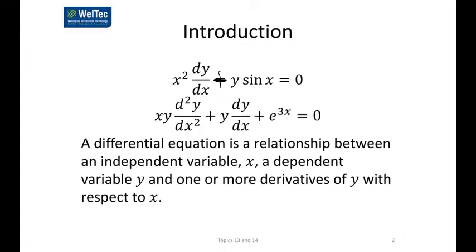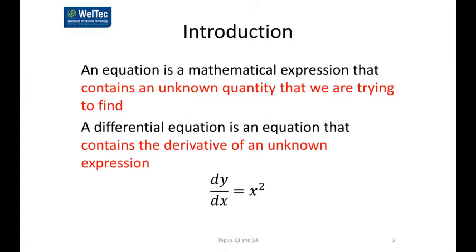So there are relationships there between x, which is the independent variable, y, which is the dependent variable, and one or more derivatives of y with respect to x. You already know what an equation is. An equation contains an unknown quantity, and if you're solving an equation, you're looking to find that unknown quantity. A differential equation is kind of the same. It's an equation, but this time it contains the derivative of an unknown expression. In this equation, dy by dx equals x squared, there's the derivative of y, which represents the unknown expression that we're looking for. Clearly, y is an expression that when differentiated gives x squared.